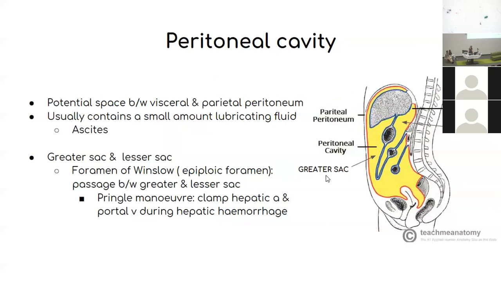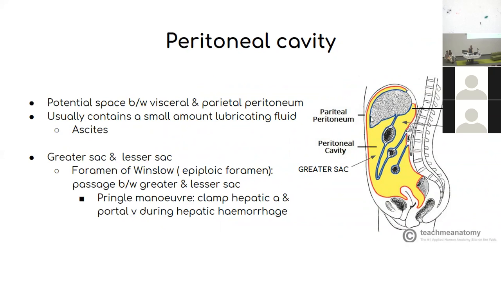So the peritoneum is going to form the greater and lesser sac, so anterior to the visceral peritoneum here is this greater sac, and behind is the lesser sac. As I said before, we do have one communication between the greater and lesser, and that's that epiploic foramen that you can stick your finger through.